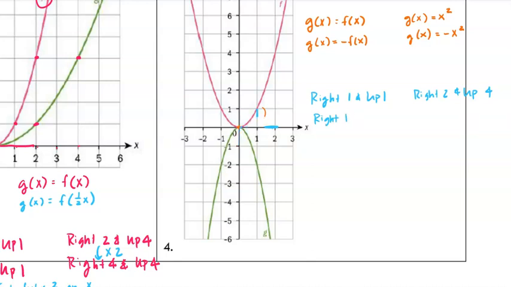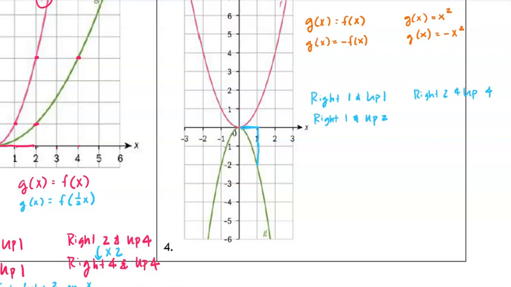Let's go ahead and get rid of all of these things. Okay, right 1, but it looks like down 2. I'm just gonna say up 2 because we already know that it reflected. I'm just gonna write up 2 because I'm just focusing on that scale factor, not multiplying it by a negative, which we already indicated.